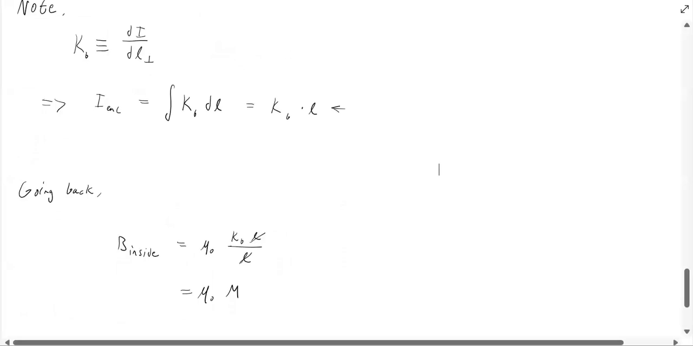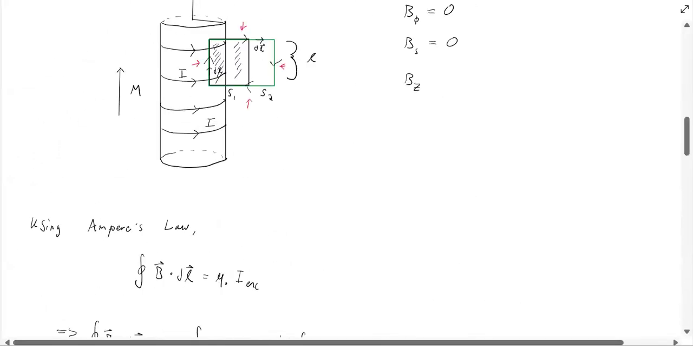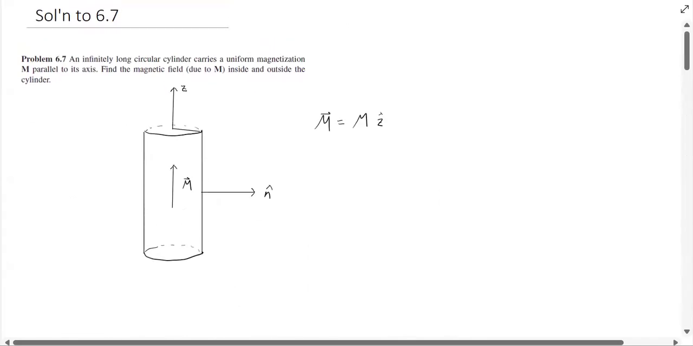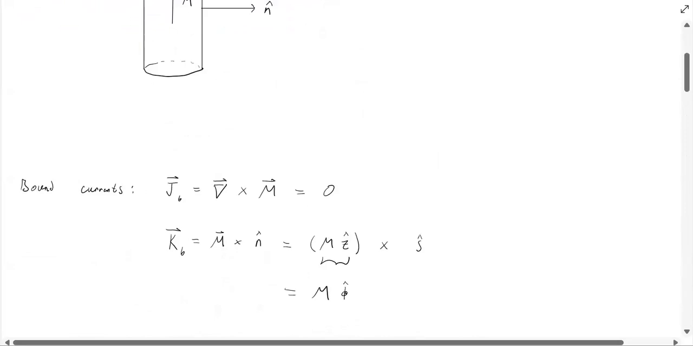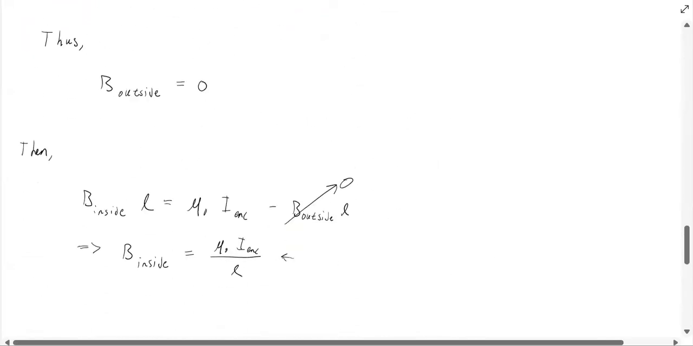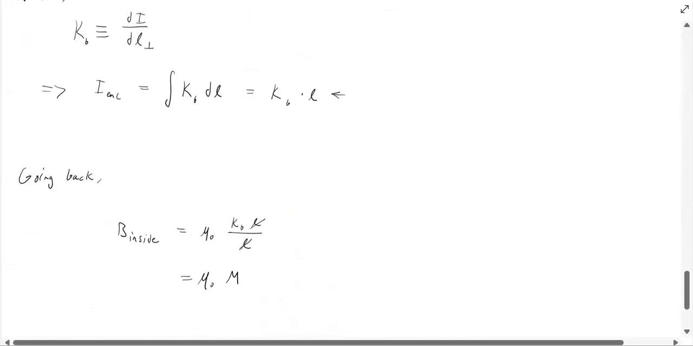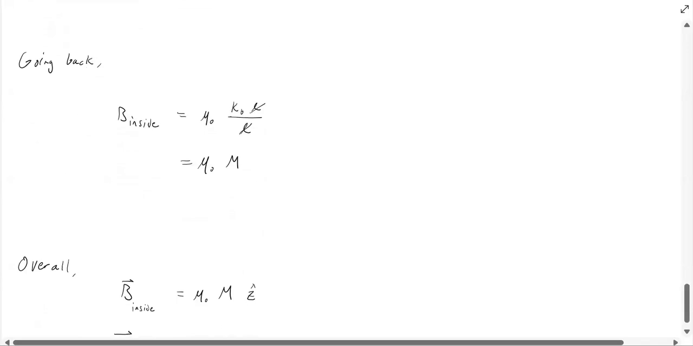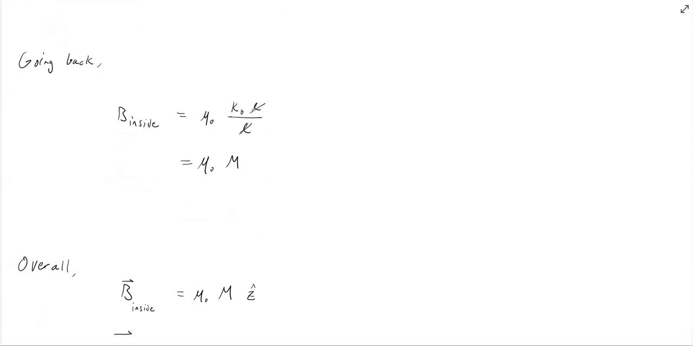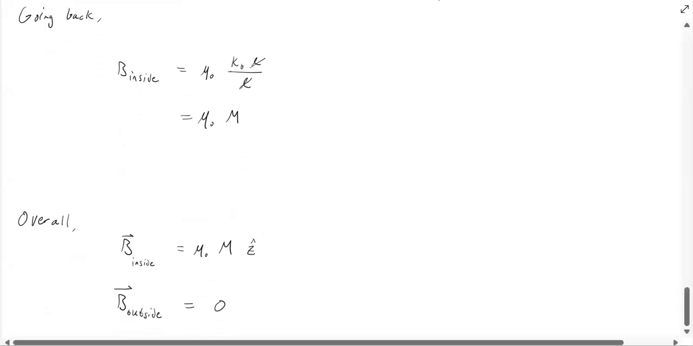And then Kb, as we noted from all the way above, is equal to m in the phi hat direction. So we're taking its magnitude here. So it'll simply be mu naught m. And so overall for this problem, B inside equals mu naught times m, and this is in the z hat direction as we've chosen for our problem, or it's pointing upwards. And then B outside is simply 0.